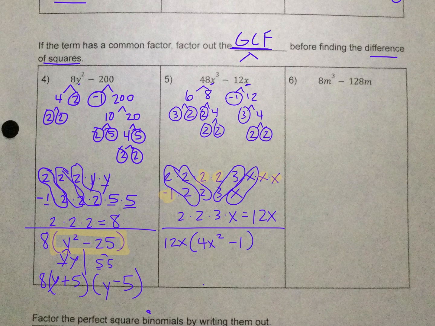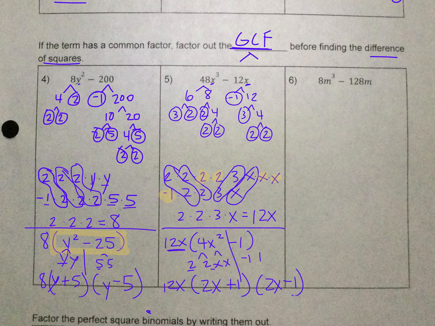Okay, 4 breaks into 2 and 2. X breaks into x and x. Negative 1 breaks into negative 1 and 1. So I have to write the 12x in the front. And then I've got a 2x plus 1 and a 2x minus 1.